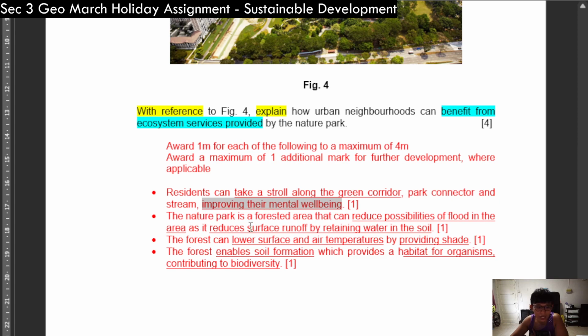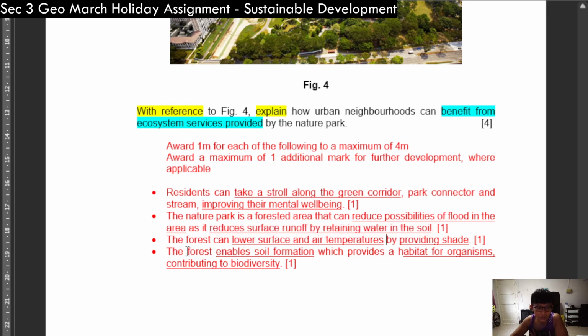So the park is also in a forested area. It reduces the possibility of flood in the area, as the trees and the soil can work together to prevent the surface runoff from happening. So this reduces surface runoff by retaining water in the soil, thus preventing flood from occurring.